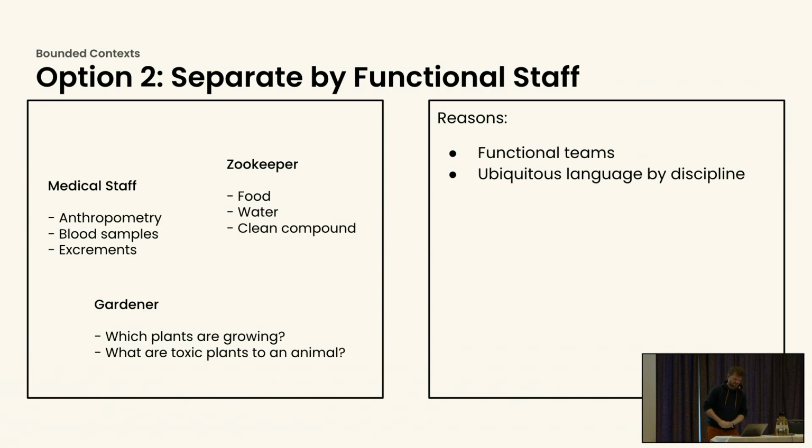Option number 2 is we can separate this by the functional stuff. So the zookeepers, the medical staff, the gardeners, each of these functional teams have their own language by discipline. They might be interested in different information about the animals. A zookeeper asks, do the animals have access to all of the nutrition? The medical staff want to know if they're healthy. And the gardeners want to know which plants are in the compound and which perhaps are toxic, so they need to get them out. So this is by the ubiquitous language of these functional teams.